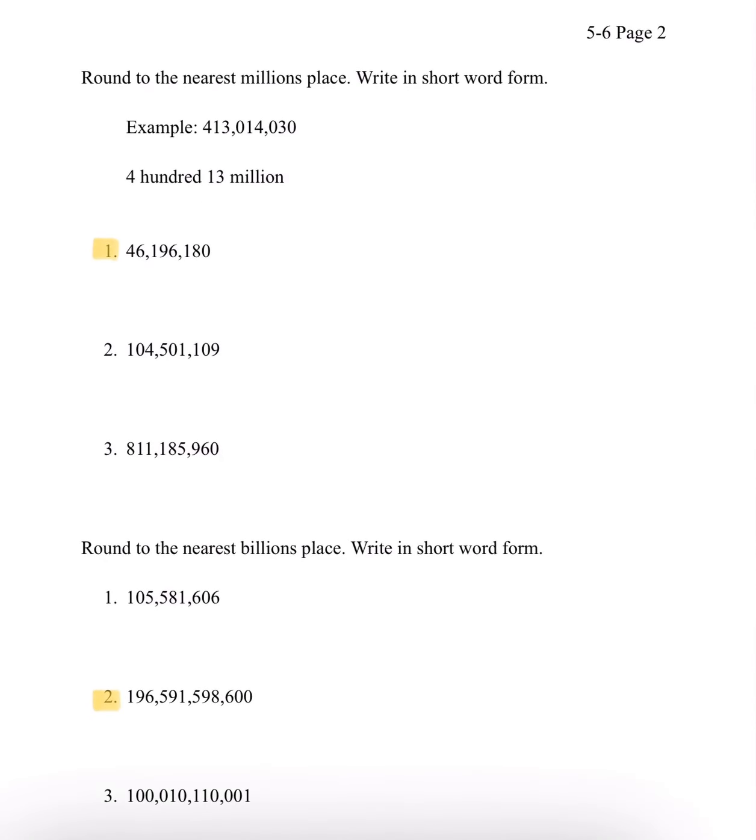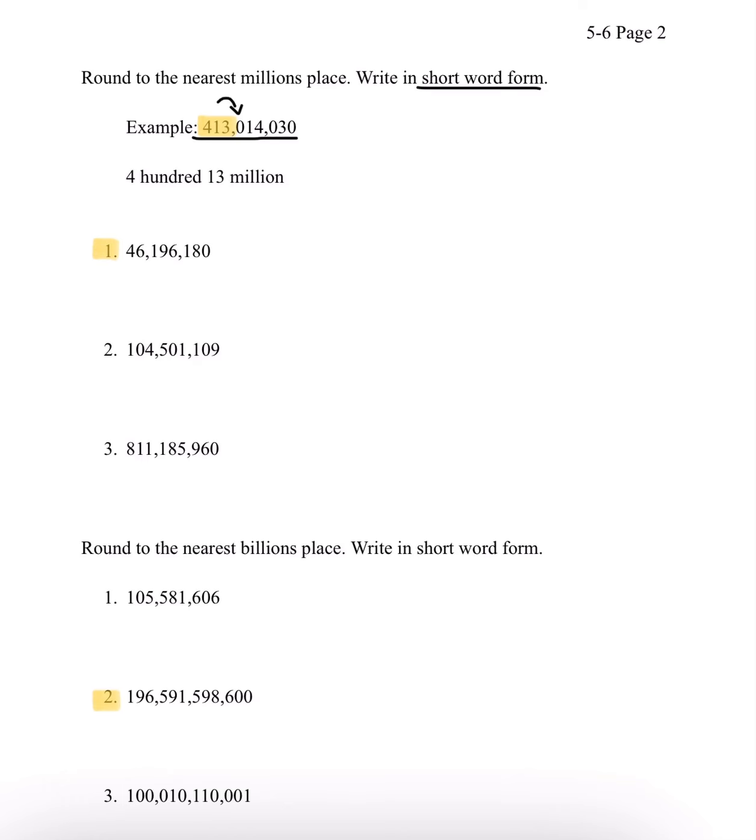Next, it says, round to the nearest millions place. Write in short word form. So the example is here. The nearest millions place, this is the millions place, and we see that it's a 3. Behind 3 is a 0, so we don't round it. So it just stays as 413 million. And we write it in short word form.